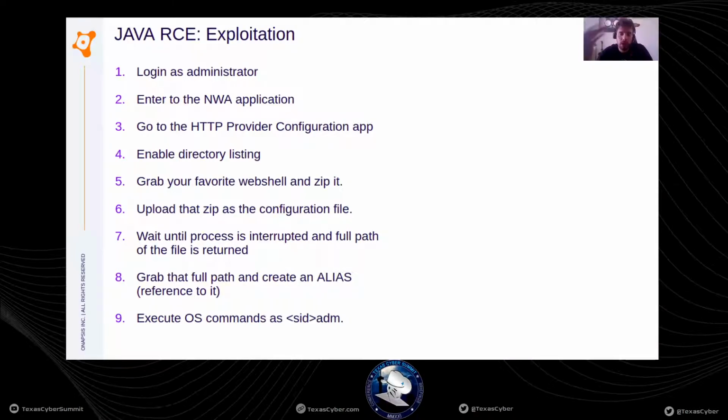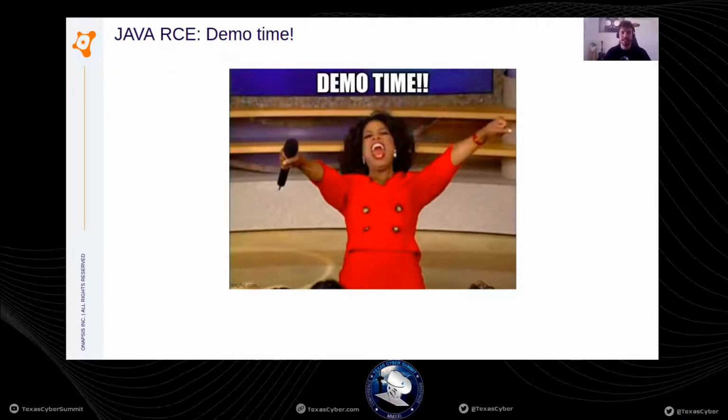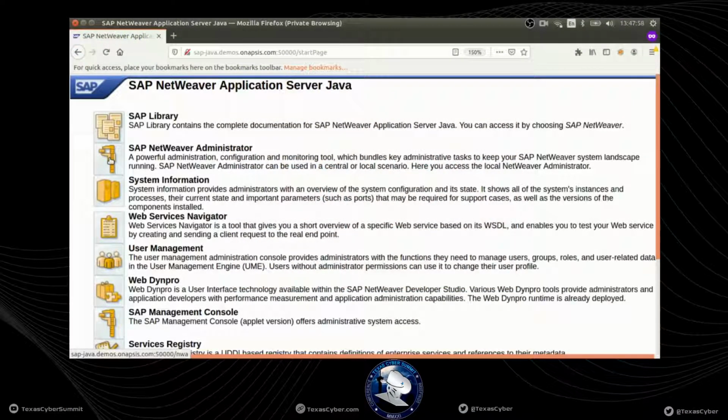First of all, log in as administrator, enter the NWA application, activate the directory listing, and upload the configuration web shell inside the zip. Once it fails, the web shell will remain there and it will return the path where it was uploaded. Use that to create an alias on the system, and you can reference your web shell, and finally you will be executing commands as the SAP ADM user. So, demo time, let's see this in a video of how it works.